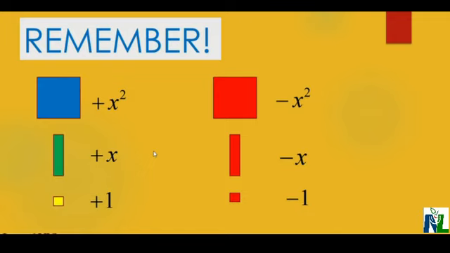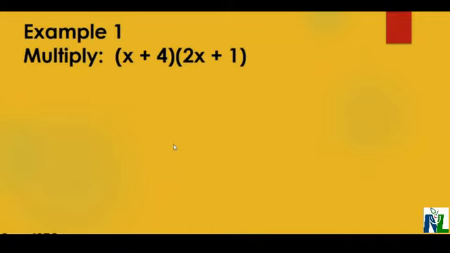negative 1. When we do not have color tiles to use, we can still demonstrate using algebra tiles. We simply shade when we're referring to positive numbers and leave the blocks unshaded when looking at negative numbers. Let's begin. In example 1, we will multiply x plus 4 times 2x plus 1.